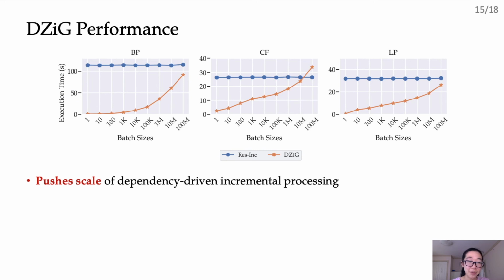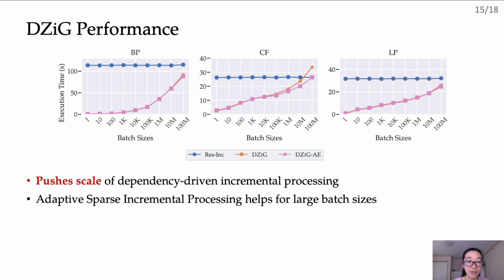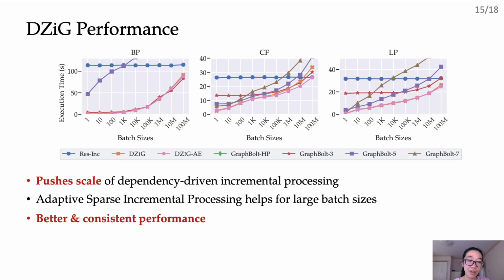When we enable adaptive sparse incremental processing, which is shown here with DZiG AE, the performance improves marginally, except for large batch sizes where the difference in performance is visible. For instance, in collaborative filtering, adaptive processing noticeably improves DZiG's performance for 100 million mutations. The consistent high performance delivered by DZiG is visible when compared with GraphBolt across different configurations. For instance, GraphBolt's dependency-driven execution works well for up to 1,000 to 1 million mutations depending on the graph algorithm.